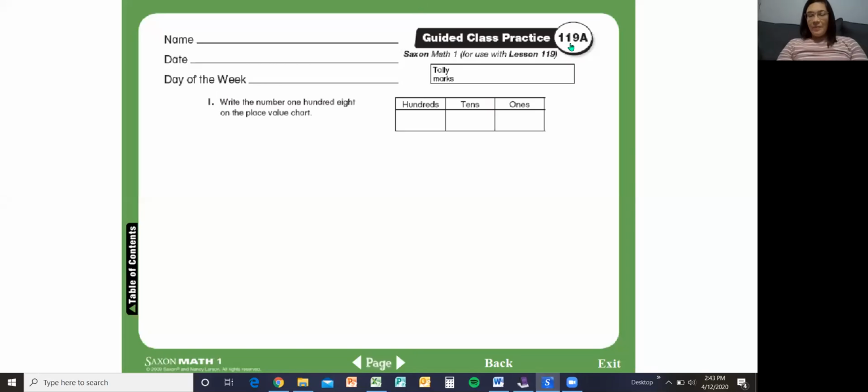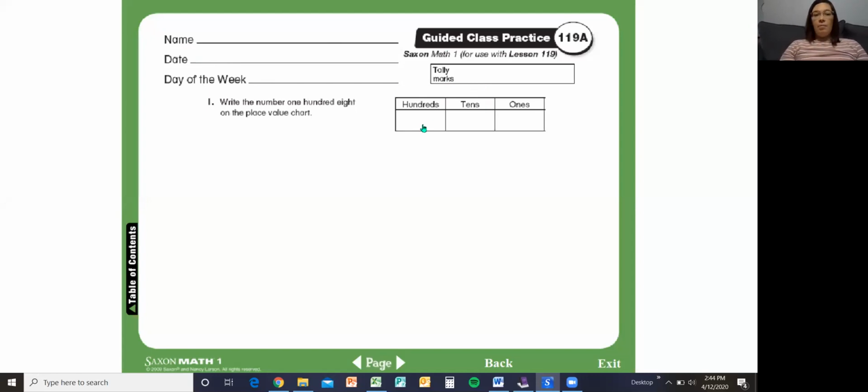Hi, first grade. Okay, today we're going to get started with our guided class practice. So you're going to write your name, the date, and the day of the week in your tally marks if you haven't done that already. The date should be April 13th, and the day of the week is Monday. So write 13 tally marks. If you haven't done that yet, you'll want to pause the video and go ahead and do that now.